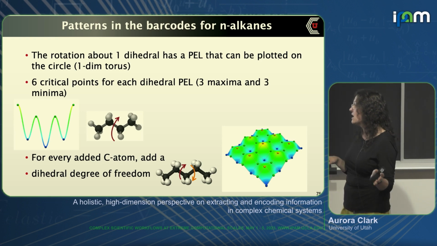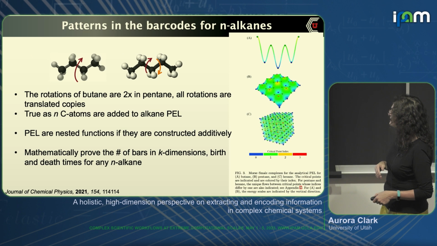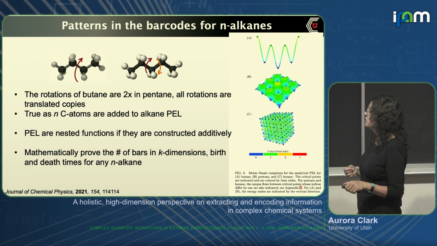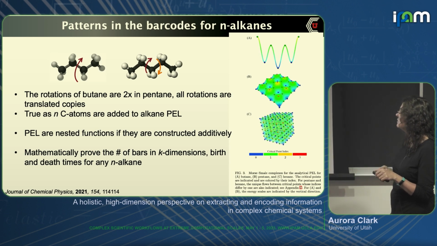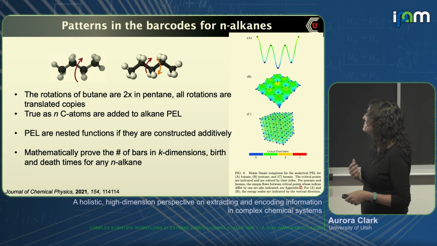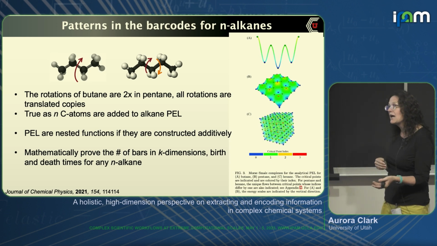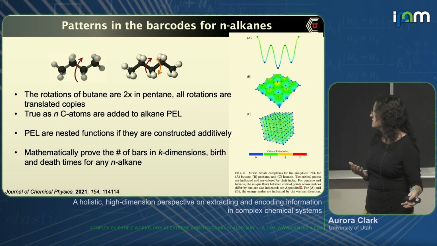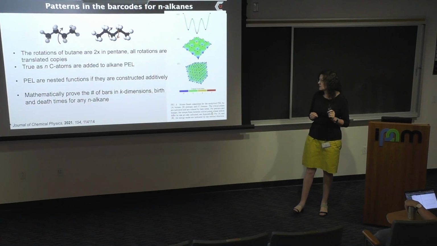Now, for every carbon we add a dihedral degree of freedom, and so we increase the dimensionality of this conformational energy landscape. One of the things we noticed in this first paper was that we have the same rotations in butane as we have in pentane, we just have double of them, right? So all the rotations are basically translated copies of each other. And this is true as you add as many carbons as you want into this potential energy landscape. This implies that the potential energy landscape is a series of nested functions, if they're constructed in an additive way, okay? And I'm going to talk about this a bit more in a minute.